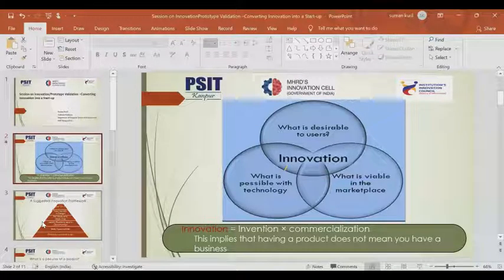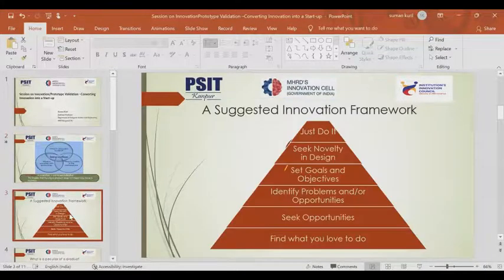Next, what is the peculiarity of the product? Now we have a suggested innovation framework. What are the different steps of the suggested innovation framework? The first point is just do it. Whenever we are doing innovation, what steps do we need to follow? Just do it.